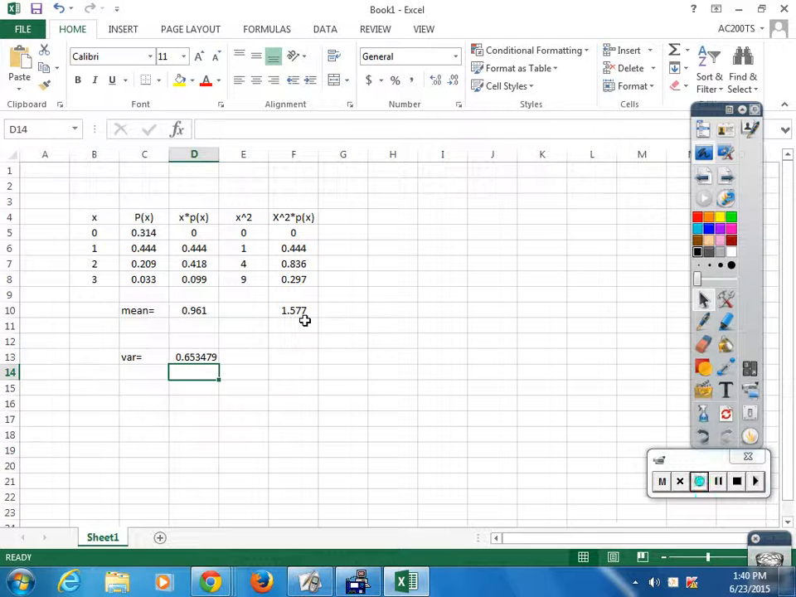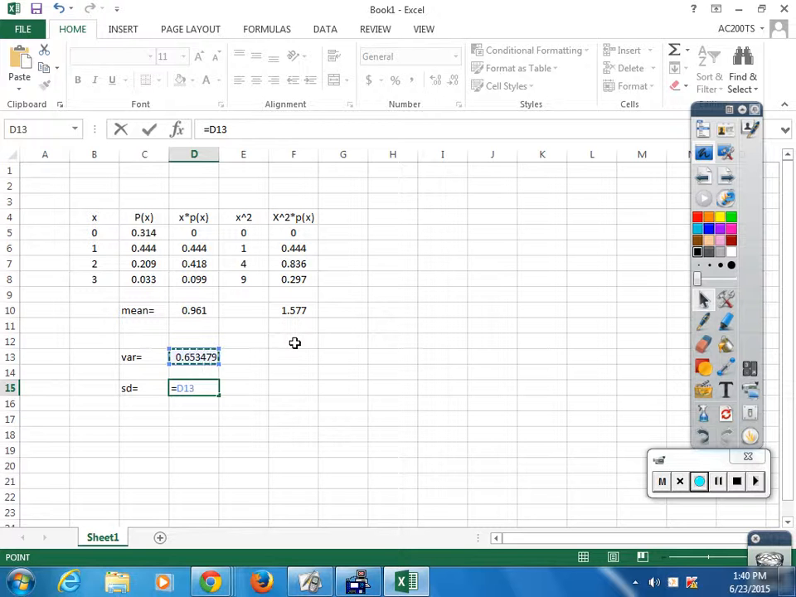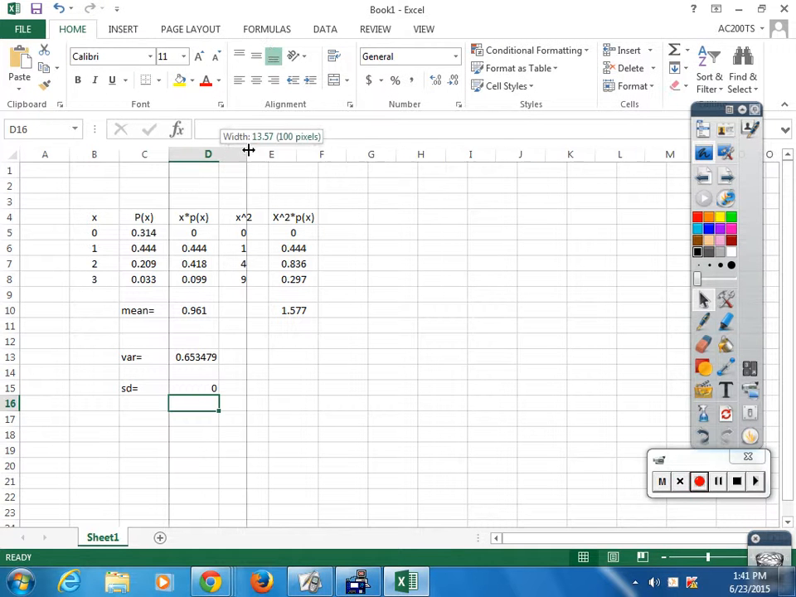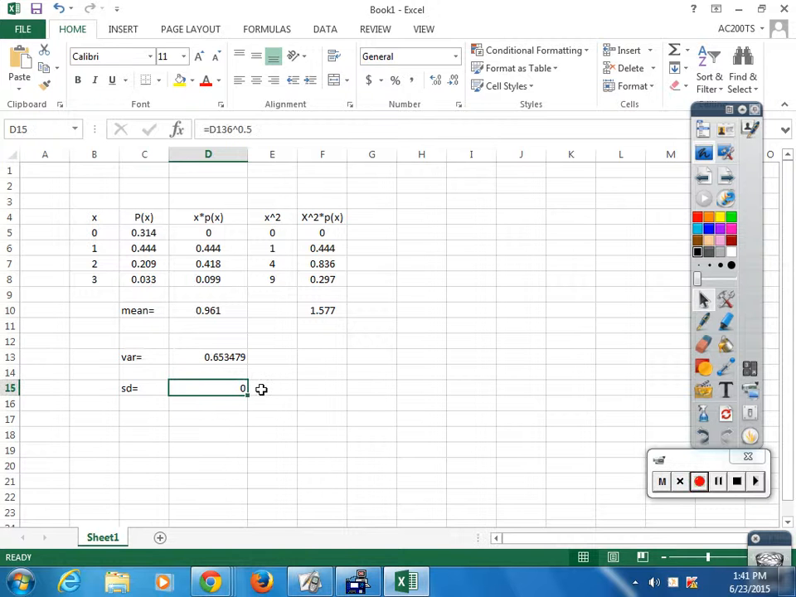And then what do we always do to the variance to get the standard deviation? Take the what? Or raise it to the what? To the 1/2 power or 0.5 power. Oh, that didn't work. Shift 0.5. Let me check that. There we go.